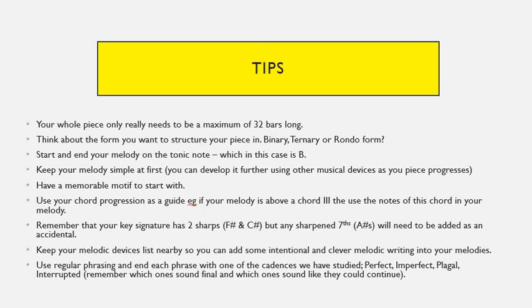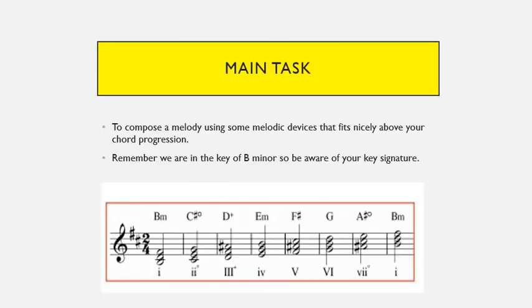Have a memorable motif, that's part of what I've just said. Use your chord progression as a guide, so this is important. If your melody is above a chord 3, for example, use the notes from the chord 3 in your melody. So for example, here we have a chord 3. It might be nice to have a D, an F sharp, or an A sharp in your melody somewhere, or all three, or just one of them, so it fits nicely with your chord 3.